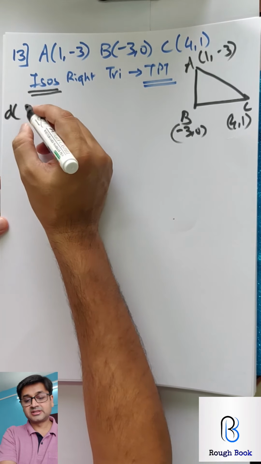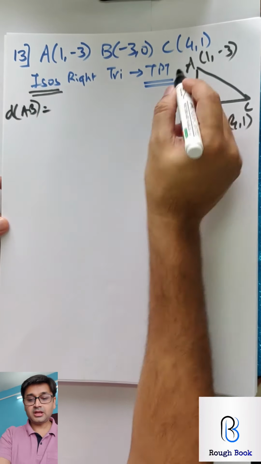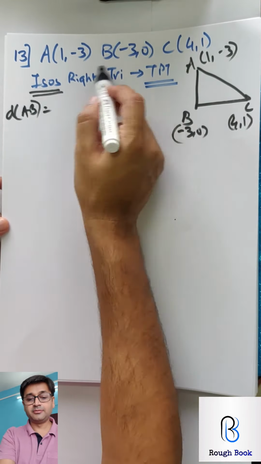So first one, distance AB, these two, A and B. So I'll get 1 plus 3 square and minus 3 plus 0 square. So that will be 1 plus 3 square is 16, under the root I forgot, 16, and 3 square will be 9. So that is going to be root of 25, or you can say 5.